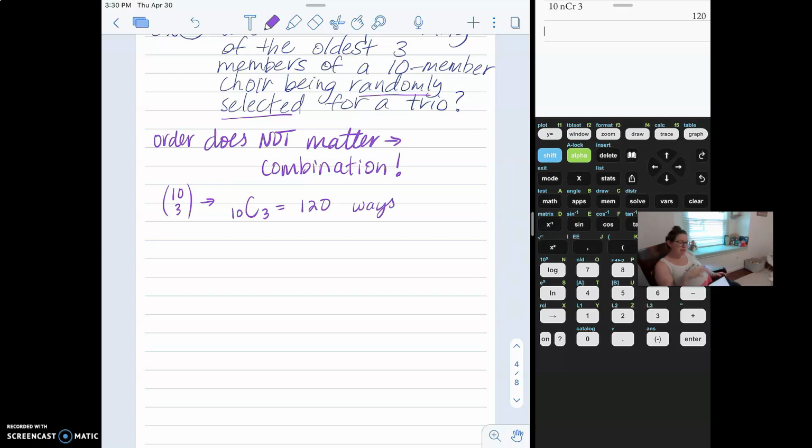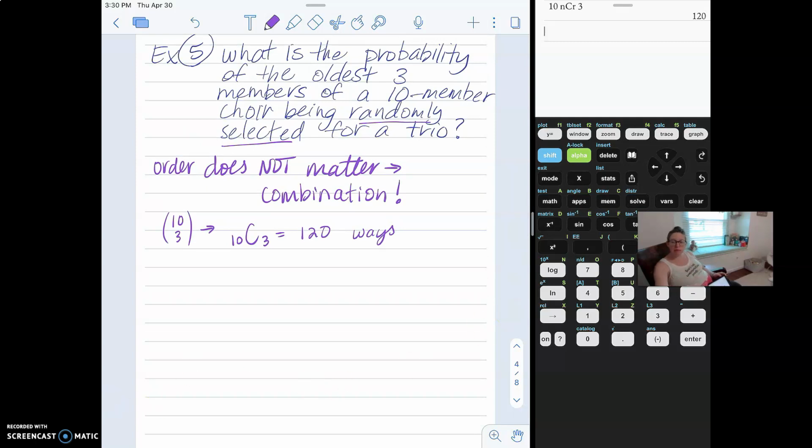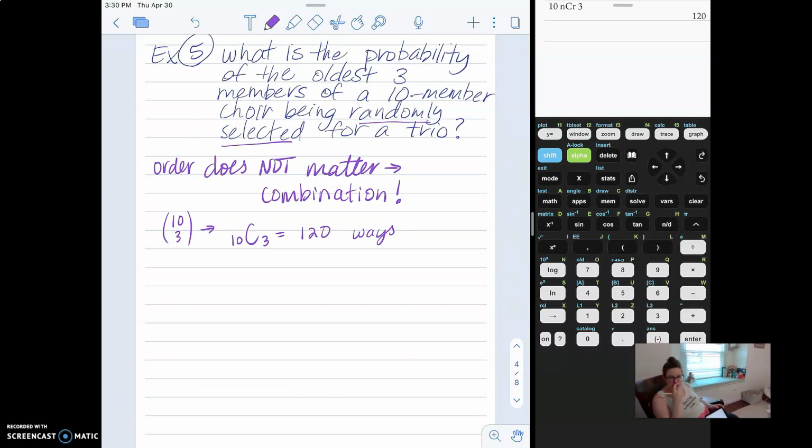But I want to know the actual probability that I am selecting the 3 oldest members. Well, there's only one way you can do that, because there's only 3 oldest members. Their age is not going to change depending on if I pick them or not. Their age is already set. So there's only one event in which I have the 3 oldest members chosen.